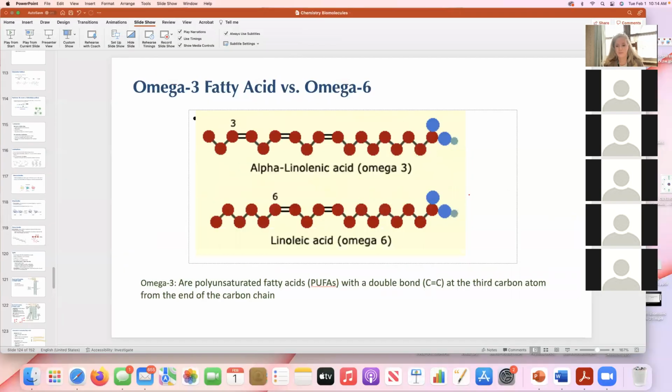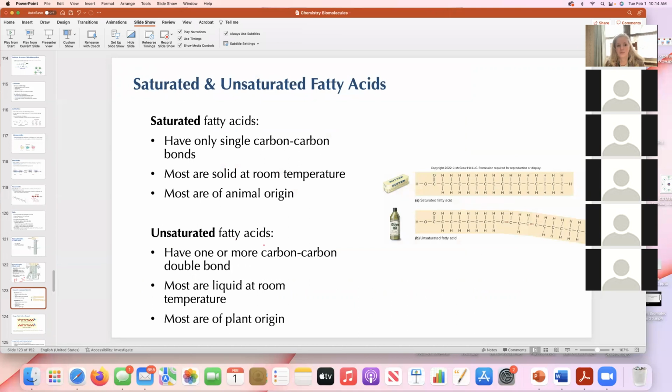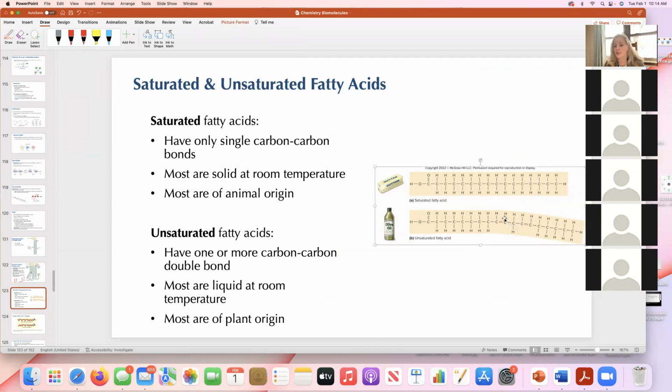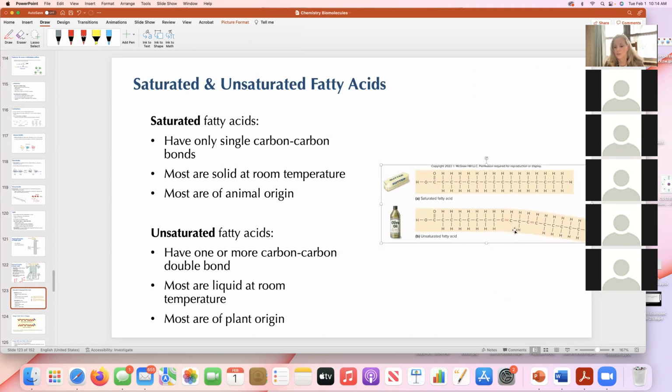Oops. Darn it. Didn't have the draw on. So you see the carbon-carbon double bonds right here. Doesn't want to let me draw. And right here, okay? Most of these are liquid at room temperature and most are of plant origin.